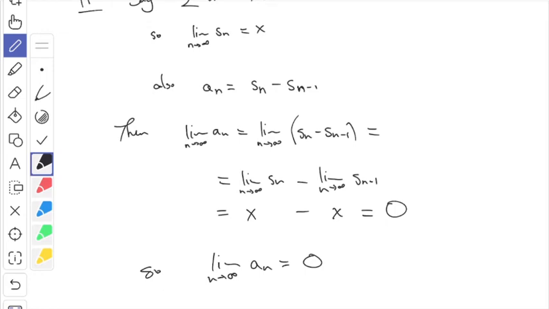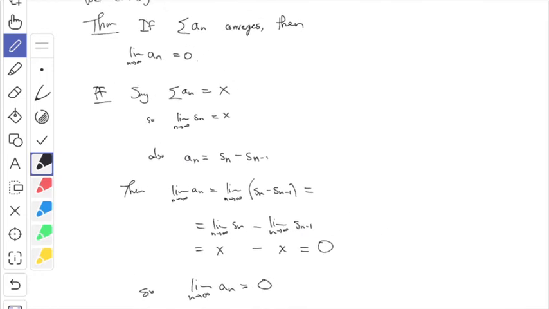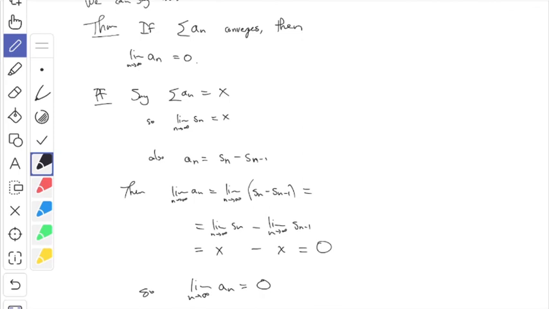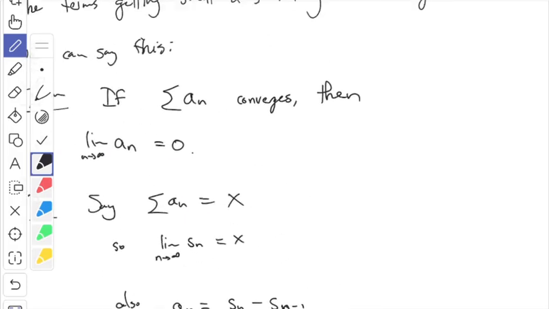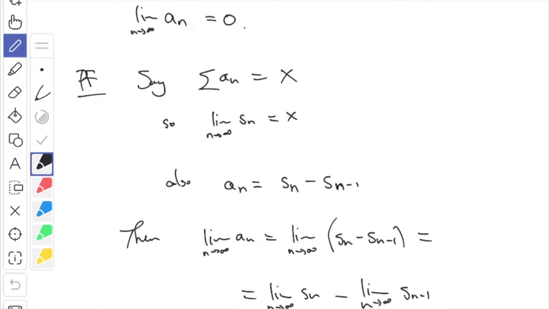Alrighty. So the moral of the story here is, if it converges, it is necessary that the individual terms approach 0. But that's not enough to guarantee that it converges, right? Sometimes the individual terms can approach 0 even though the series diverges. All right. This theorem here can be used to show that things diverge.